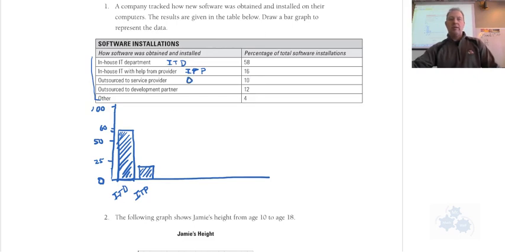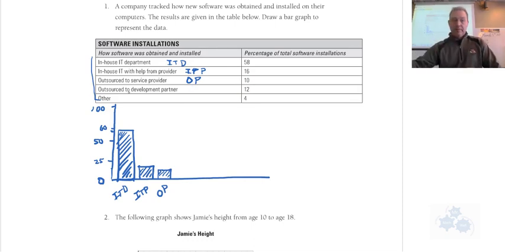Outsourced provider, so let's say outsourced OP, and that's going to be 10%. So the disadvantage of going all the way to 100 and maybe not using this space up here is that a bunch of these bars are going to be pretty small. But I think we can do it.